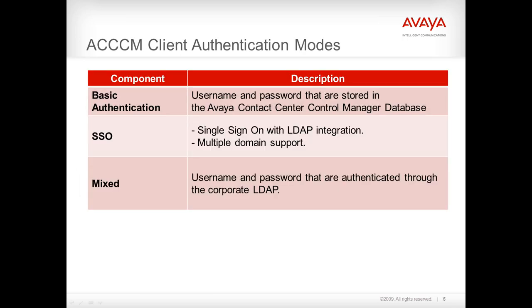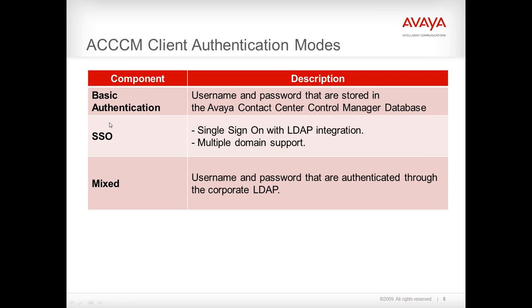The following table will break down for us the two authentication flavors or options on ACCCM 1X. The first one would be the basic authentication, username and password that are stored in the ACCCM 1X database. The second option would be SSO, single sign-on with LDAP integration, and the user would be authenticated via his own Windows session itself. And of course, we do support multiple domain environments.